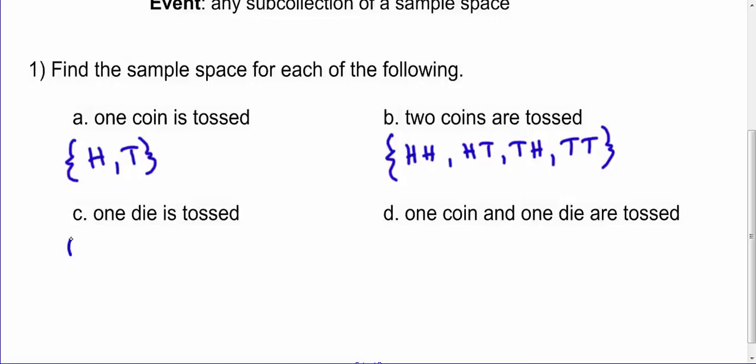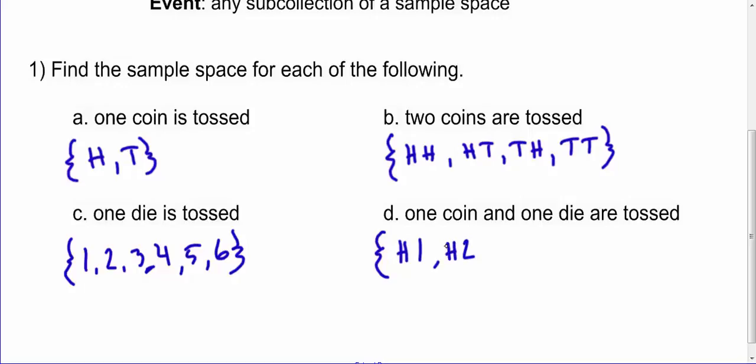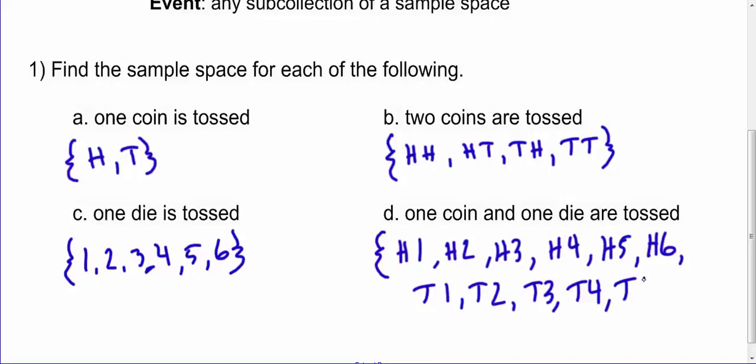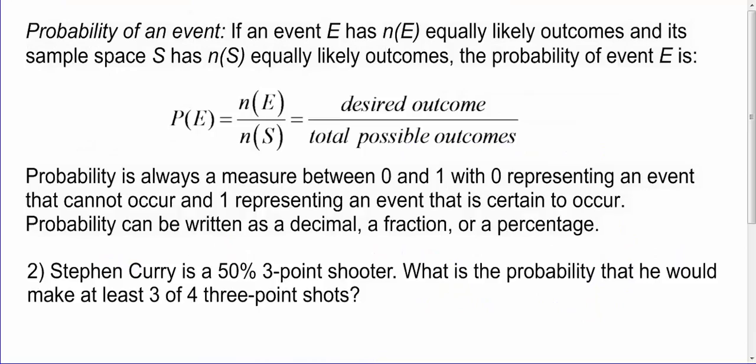Okay, one die is tossed. Well, our sample space there is just simply 1, 2, 3, 4, 5, and 6. Those are the options. And then finally, one coin and one die are tossed. This is our biggest set we've seen so far, but if you flip a coin, you could get heads or tails. So essentially, you could just pair heads with each of the numbers 1 through 6, and tails with each of the numbers 1 through 6. And that would give us a sample space that looks something like this. So 12 possibilities in that scenario, heads and tails each paired with the numbers 1 through 6.